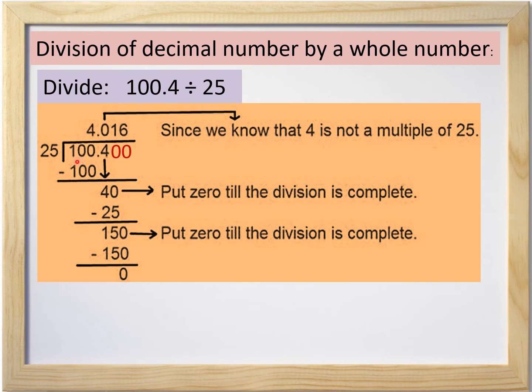But in the dividend after 100 point we have the digit 4. So we'll bring the 4 down. Now children, is it possible to divide 4 by 25? No.